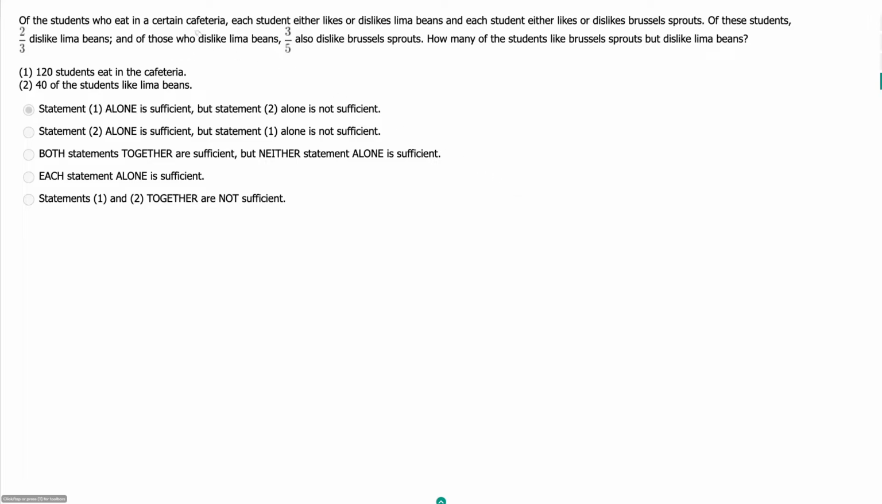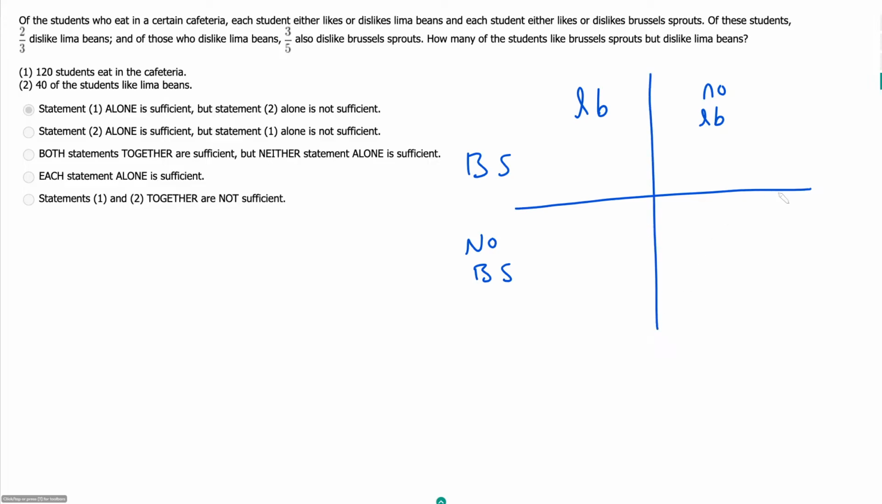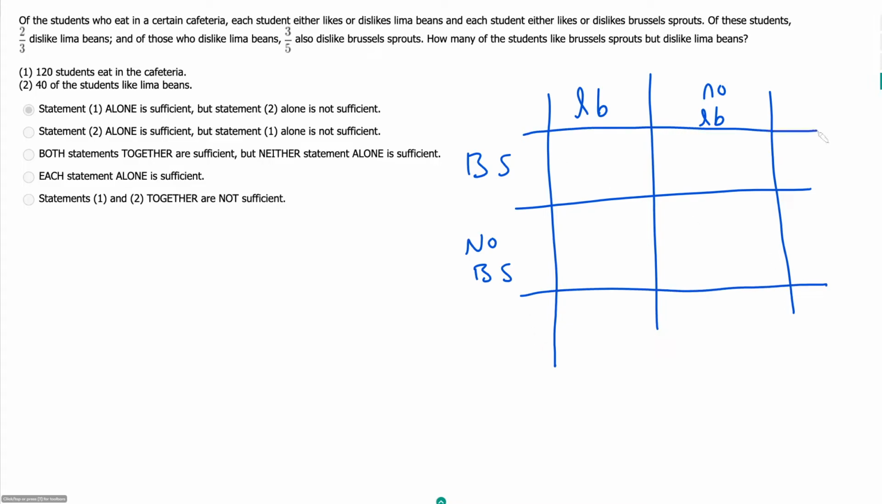So if this is indeed an overlapping set, how can we set it up? So we get kids who like lima beans, and then kids who dislike lima beans. Then we got our kids who like Brussels sprouts, and then the ones who dislike Brussels sprouts. And that is our matrix. It looks like we can fill in a good chunk of this matrix from the prompt.